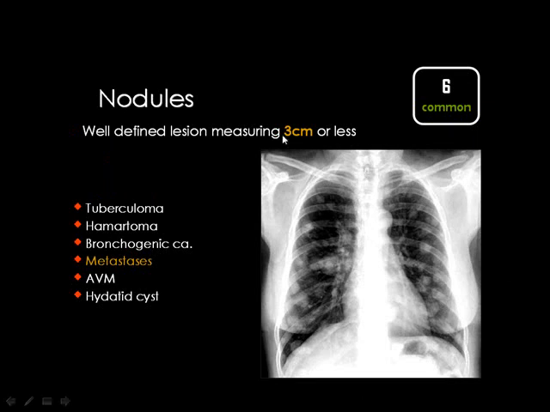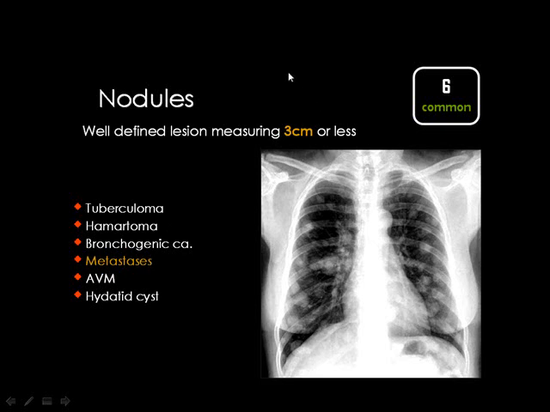Then we'll start first with the pulmonary nodules. A pulmonary nodule, by definition, is a well-defined lesion that is less than 3 cm in diameter. Actually, many pulmonary nodules can be confronted in the chest X-ray, but we used to be concerned about the most common pulmonary nodules met in clinical practice. I suggest that the pulmonary nodules that can be confronted frequently in clinical practice are 6, and they include the tuberculoma, the hamartoma, the bronchogenic carcinoma, metastasis, arteriovenous malformation, and the hydatid cyst.